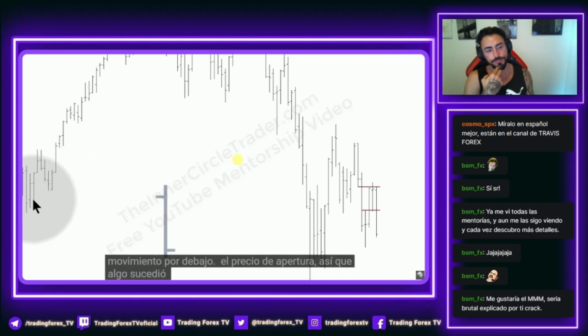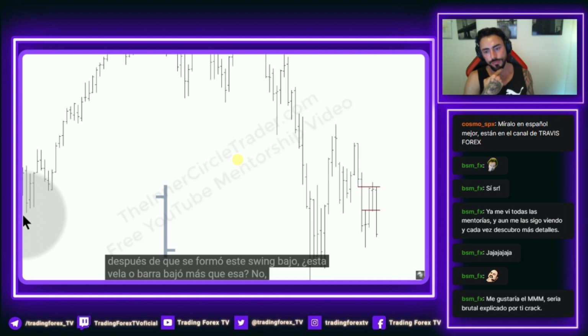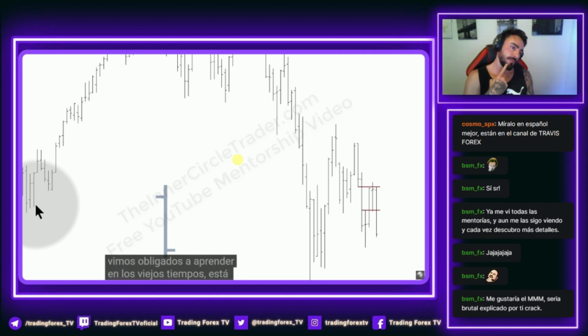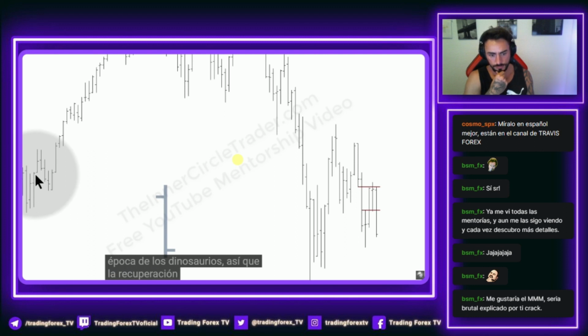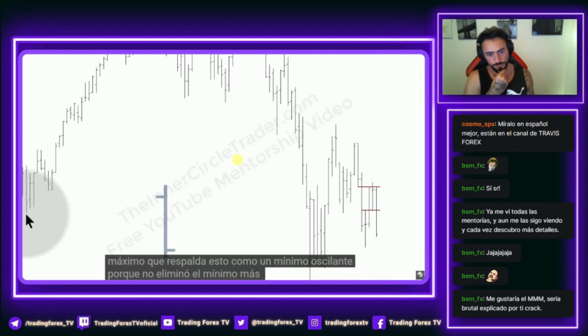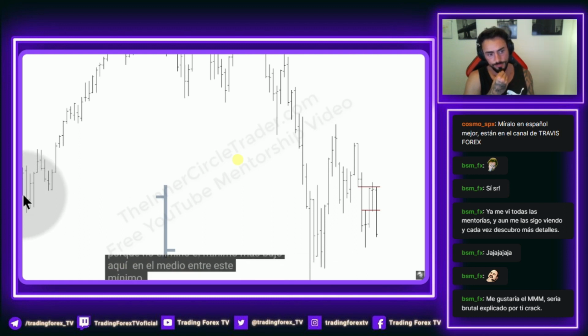So something just took place down here after the swing low was formed. Did this candle or bar go lower than that one? No. I promise I'm going to switch the candles, but I just want to show you from this perspective because this is what we were forced to learn on back in the old days, okay? Back in the dinosaur time. So the rallying up on this candle here and closing on the high, that supports this as a swing low because it didn't take out the lower low right here in the middle. Between this low and this low, this is the lowest low of the 3 candles or price bars.